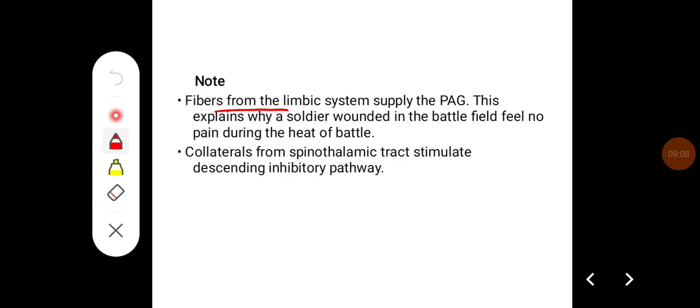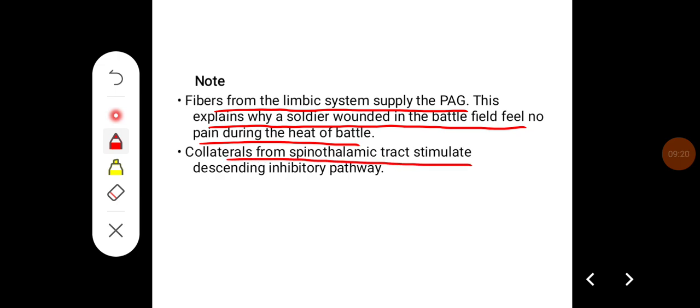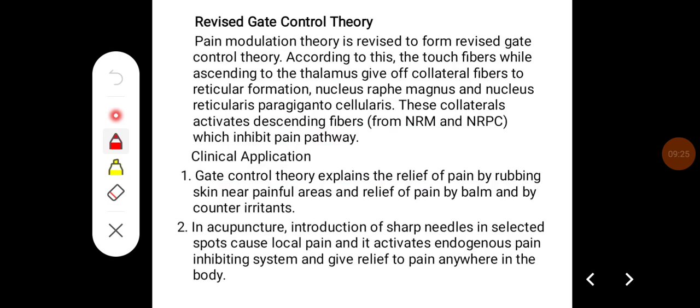Note that fibers from the limbic system supply the periaqueductal gray matter, and this explains why a soldier wounded in the battlefield feels no pain during the heat of the battle. And there are collaterals from the spinothalamic tract that also stimulate the descending inhibitory pathway.